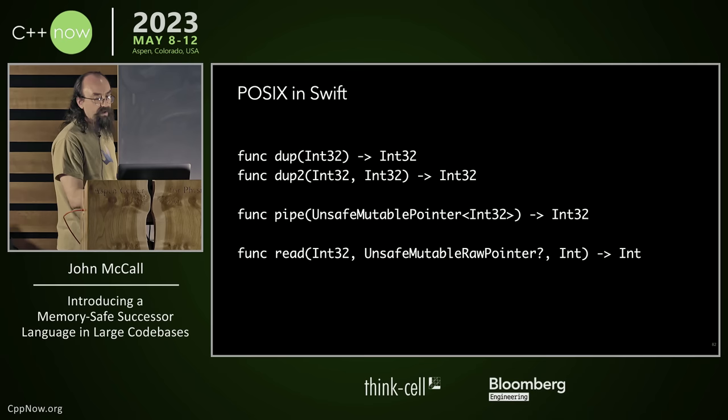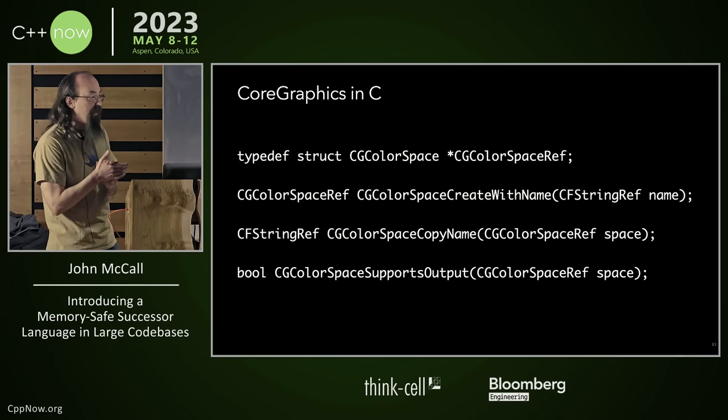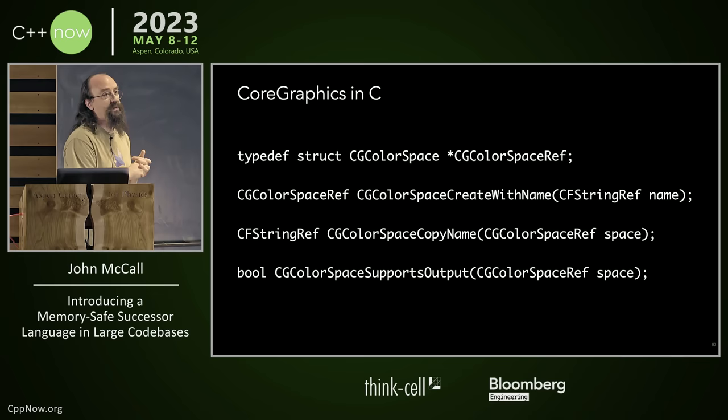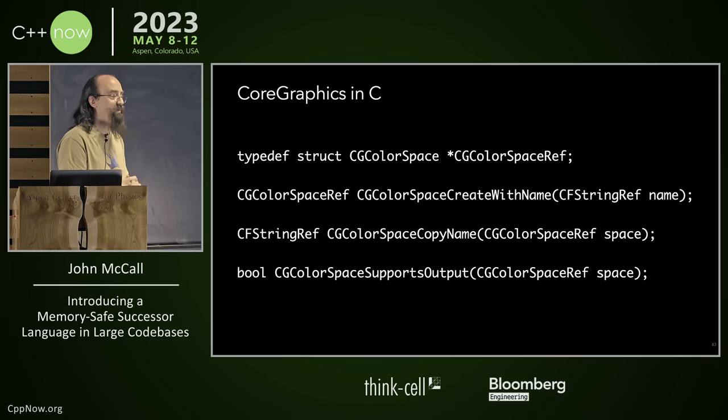The translation does not have to be so literal. So this is a bit of code from Apple's Core Graphics platform API. This is using a very common idiom in C, where we've basically got a reference type. We've got a typedef that is an opaque pointer. We always use that typedef, or we always pass it around as an opaque pointer. We're never using it as a value and so on.